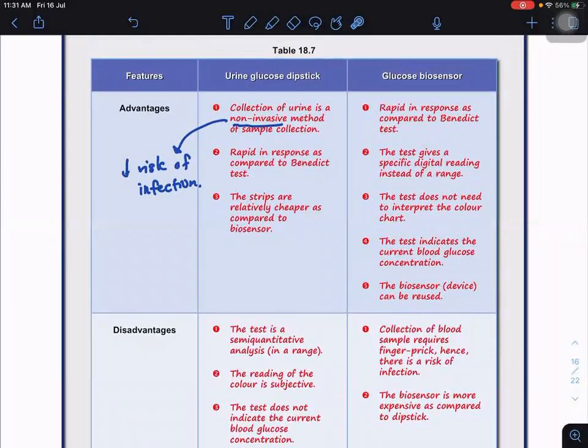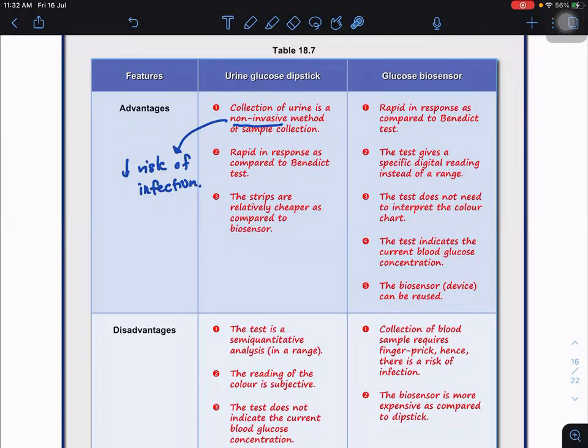How about the glucose biosensor? It's rapid compared to the Benedict test, okay? And it gives us a specific digital reading instead of a range. A specific digital reading, 100, 89. So it gives us the digital reading rather than a range. And the test does not need you to interpret the color chart. So you don't have the problem of arguing, oh, I think this is a dark brown, or this is a red. You don't need to argue because it gives us the digital reading straight away.